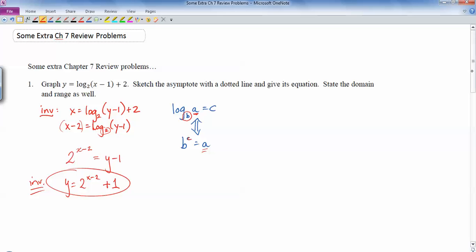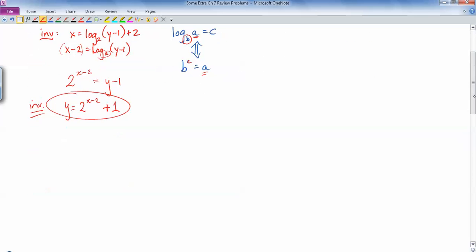Okay, so what we can do is make a chart for the inverse. So the parent of the inverse is going to be y equals 2 to the x. And so if we make a chart of values for this, usually the values we've been using are -2, -1, 0, 1, and 2. And then 2 to the -2 is 1 over 2 squared. So that's 1/4. 2 to the -1 is 1 over 2. Remember, anything to the 0 is going to be 1. 2 to the first is 2, and 2 squared is 4.